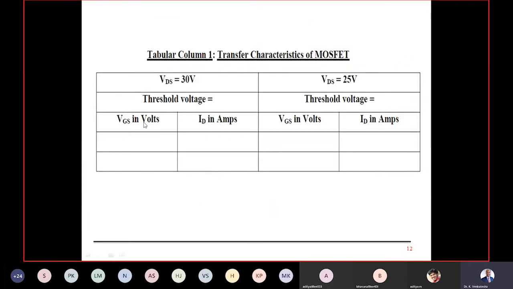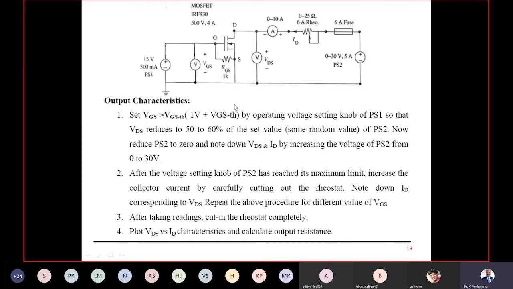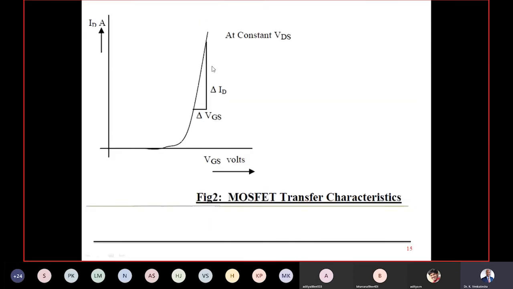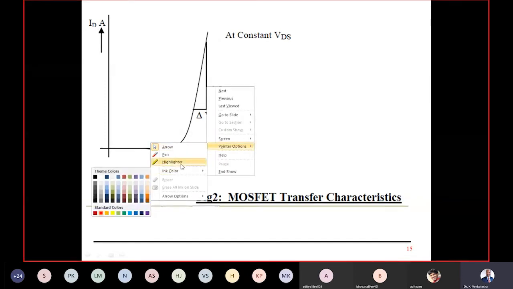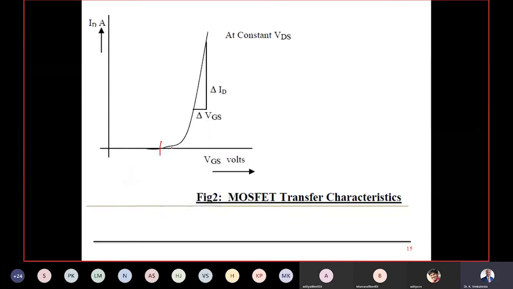It is a plot of input voltage VGS versus output current ID for a fixed output voltage VDS. We have taken two cases here, case 1 and case 2. It is enough to plot only one case. This is the plot you are going to get. This is the point where my drain current starts flowing. At this point, VGS is 3.3 volt and the current will be somewhere at 0.01 amps.